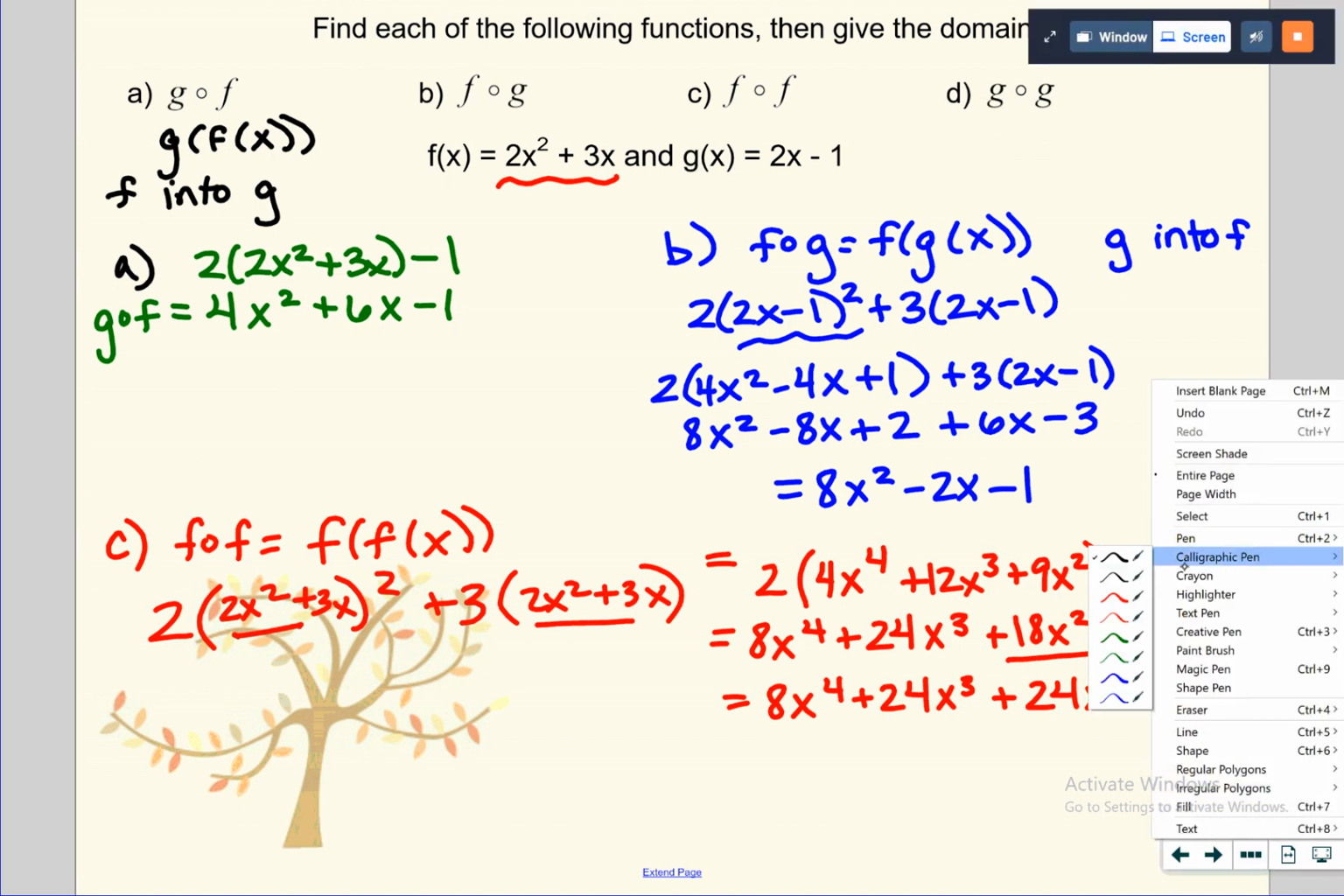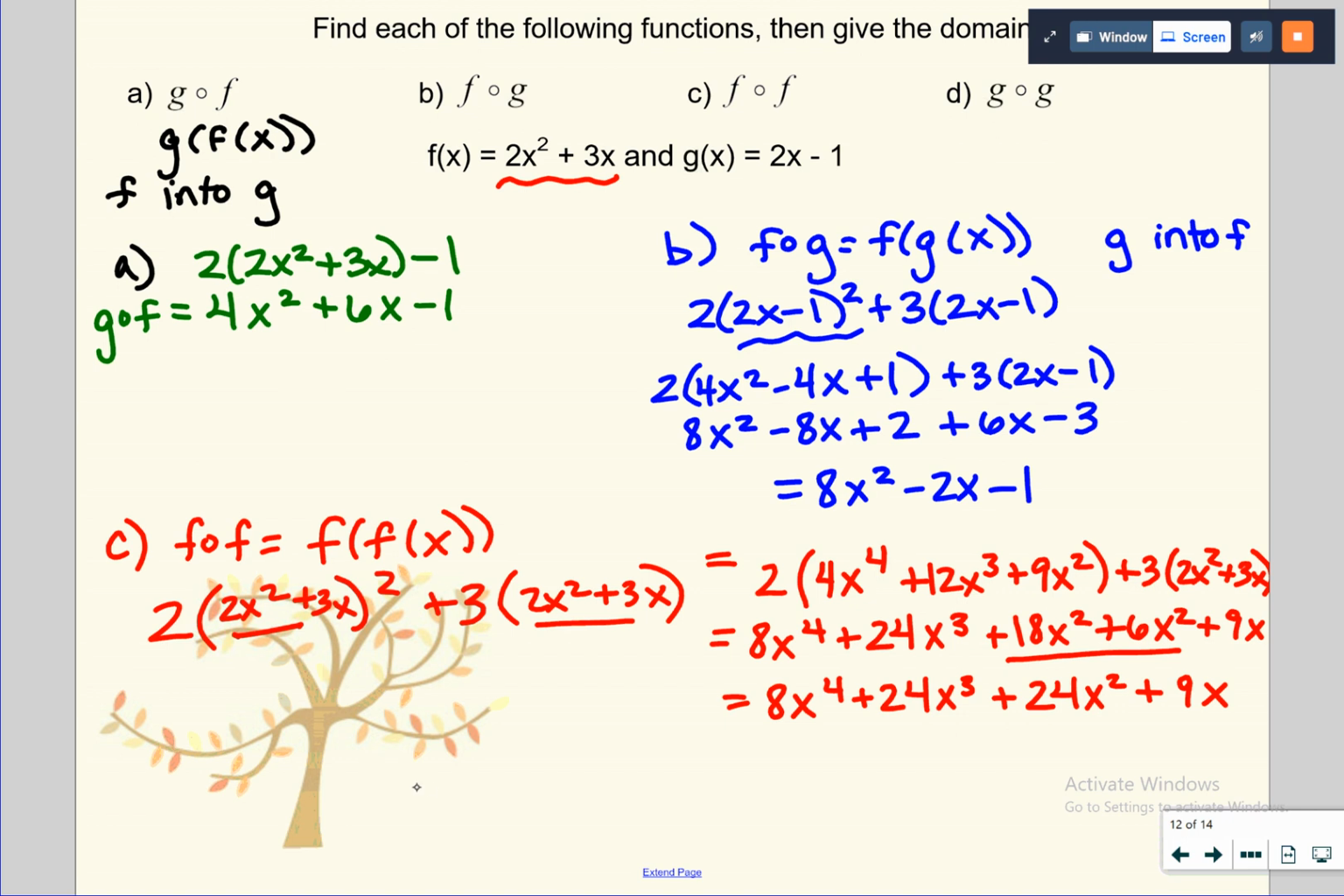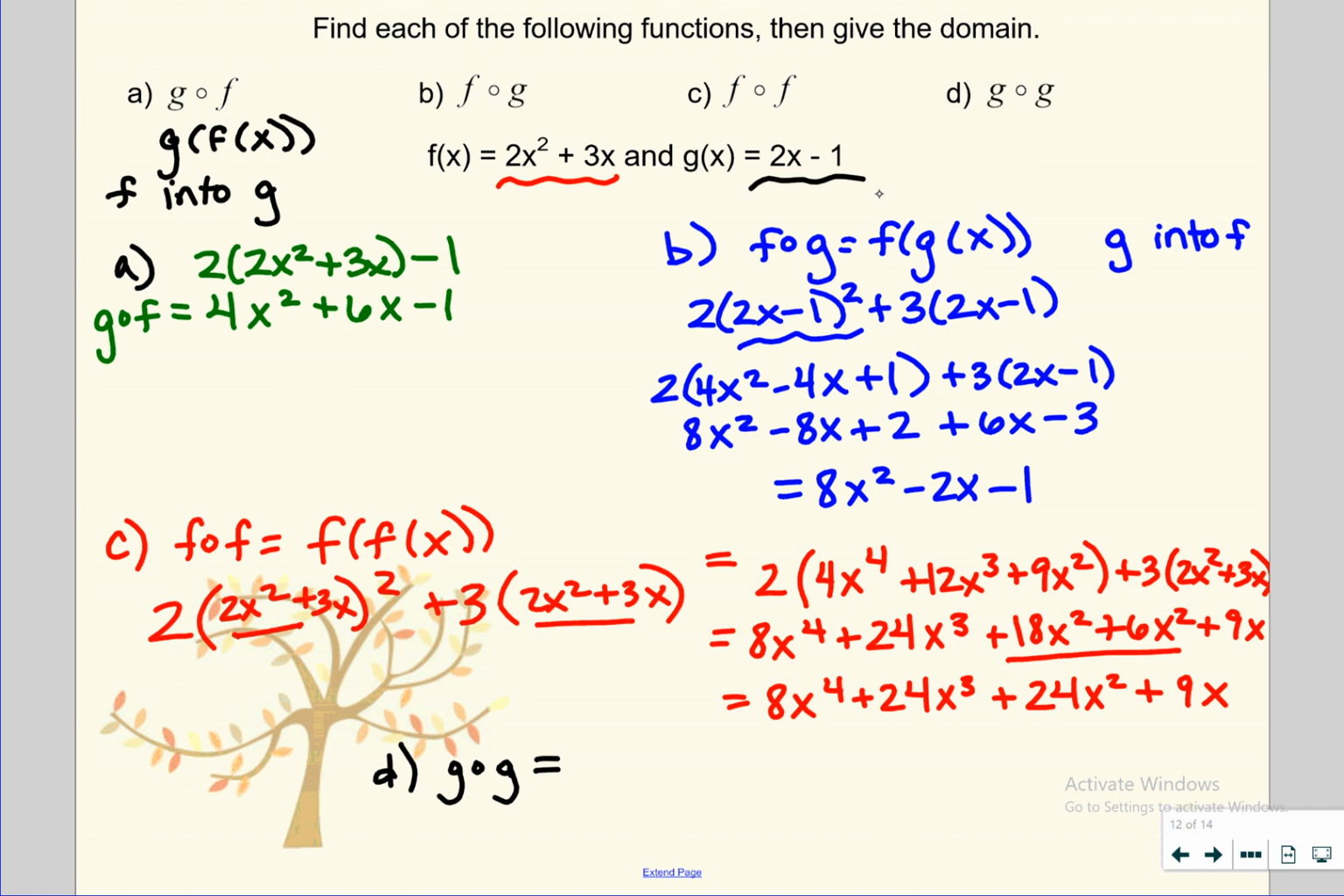The last one, letter D, is g of g. So I'm plugging g into itself. Now this one's not so messy because it's just a linear equation. I don't have like a quadratic, I'm not squaring anything. So I'm just going to write down function g, but I'm going to leave a blank where the x is at. So 2 parentheses minus 1.